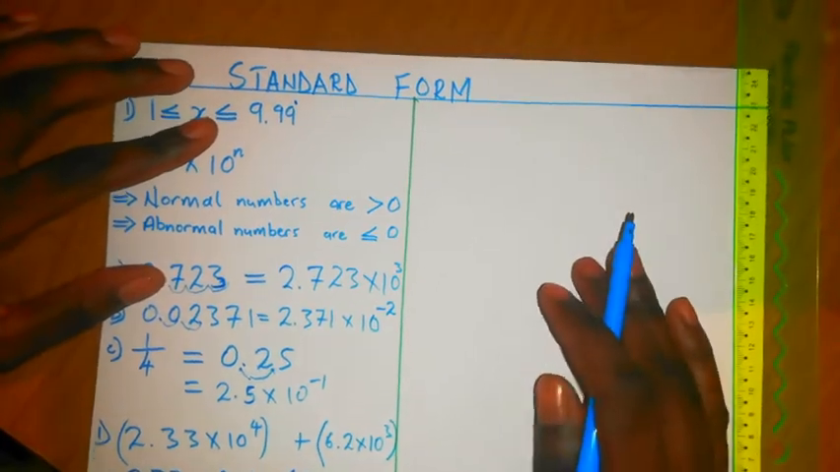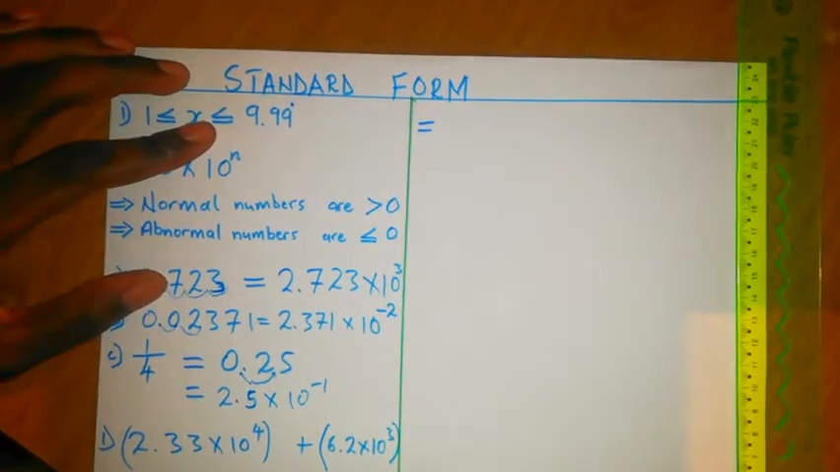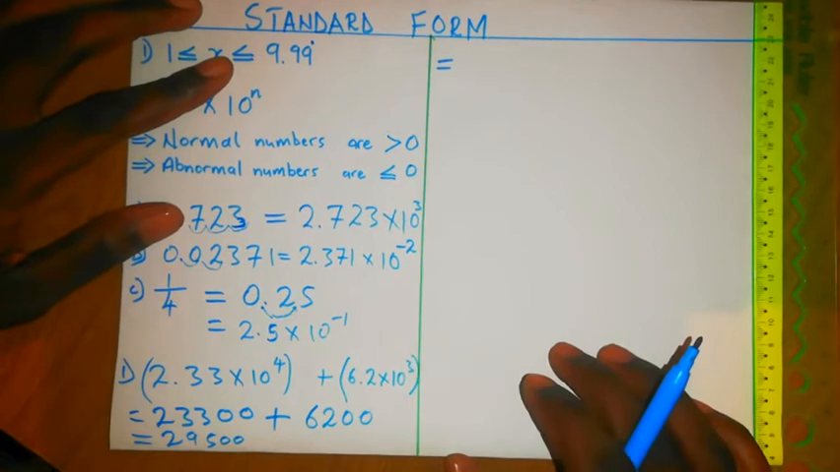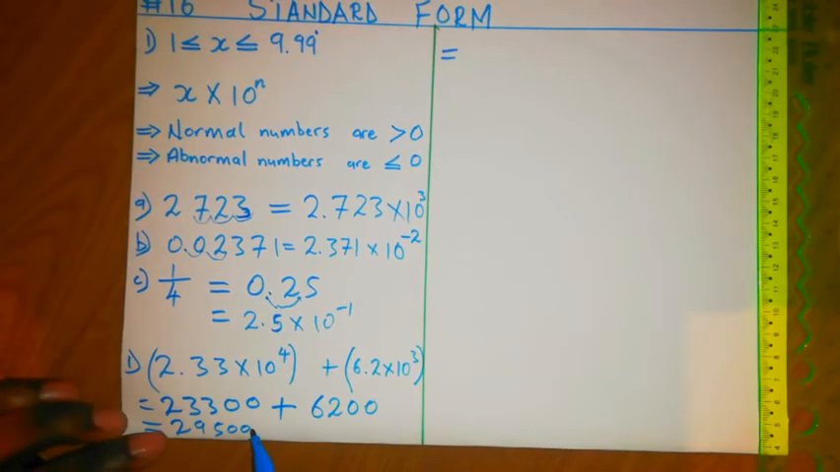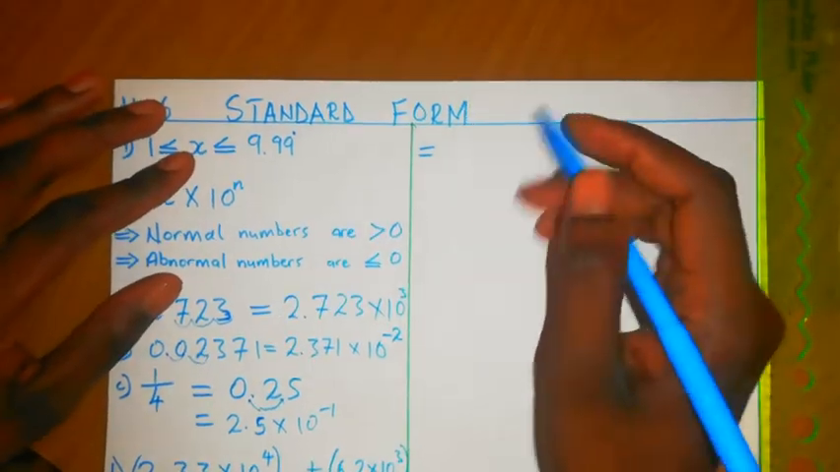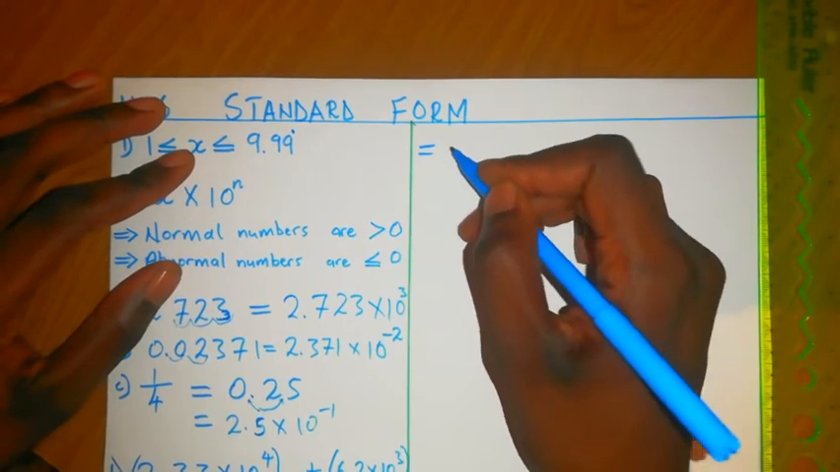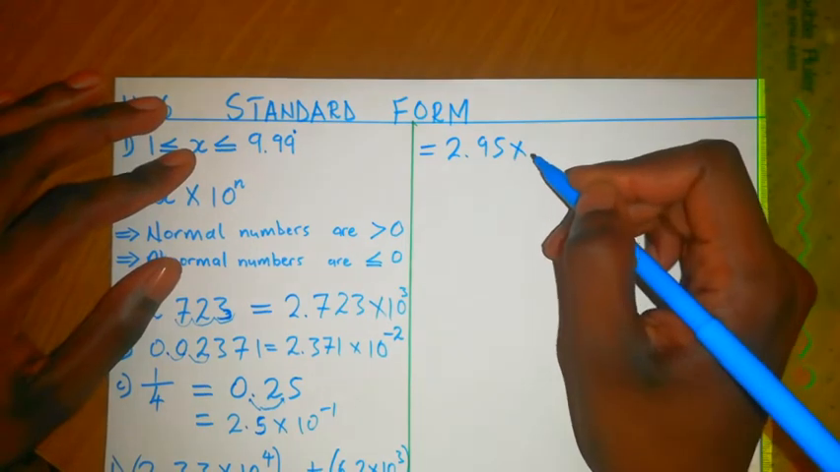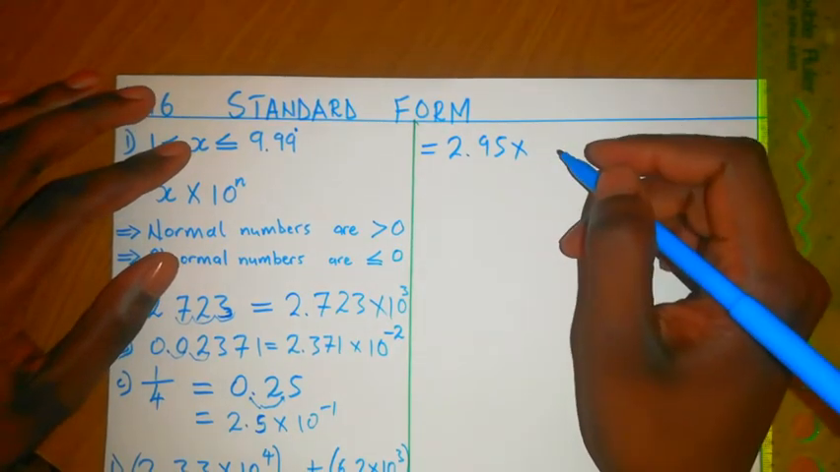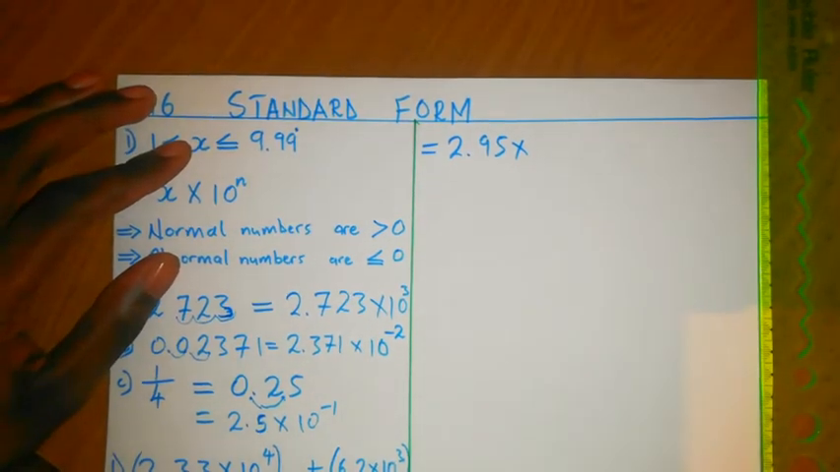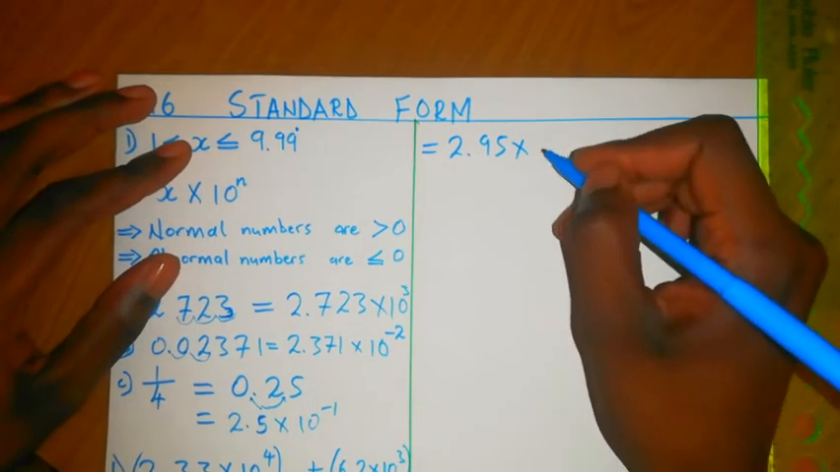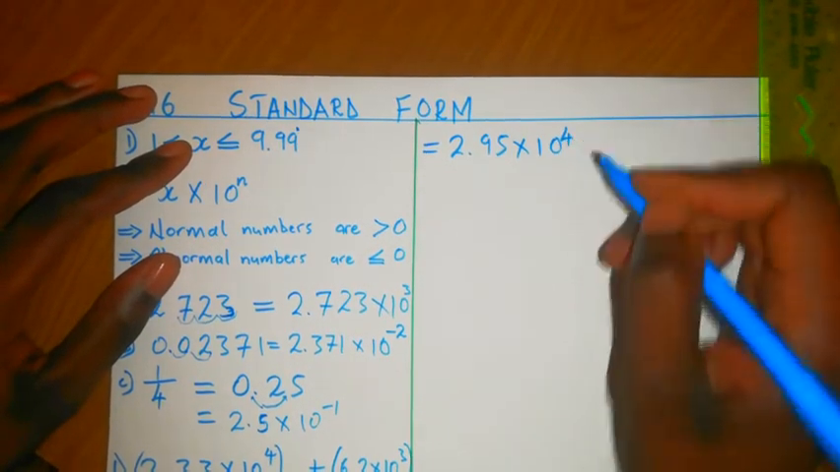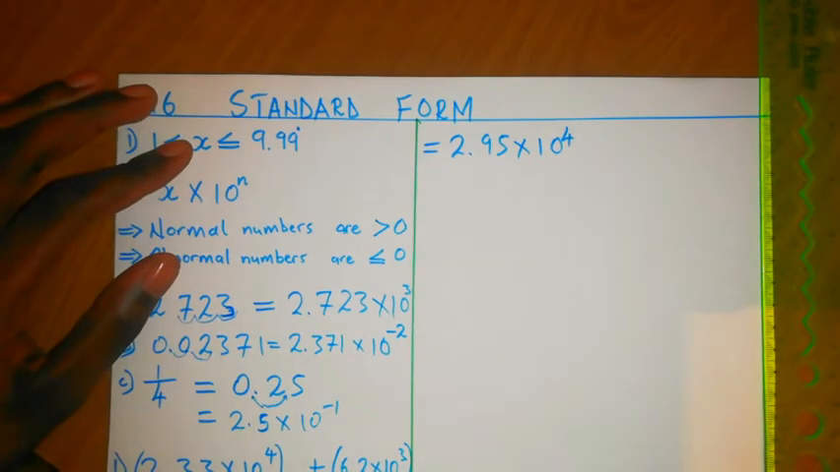So it's a normal number. Then let me move my decimal point there. We assume it's here, so it's going to move 1, 2, 3, 4 times. So my final answer is going to be 2.95 times, our decimal moved how many times? That's 1, 2, 3, 4. So that's times 10 to the power 4. That is our final answer.